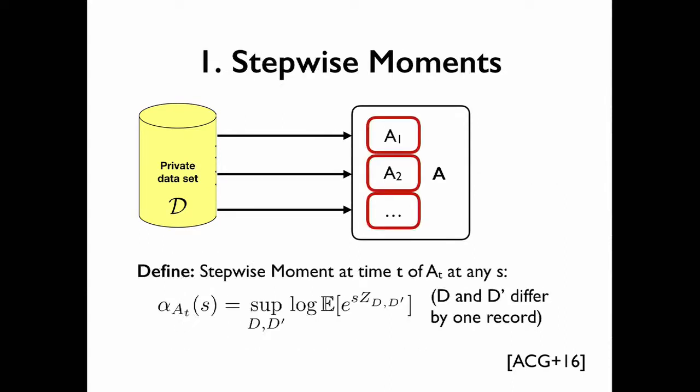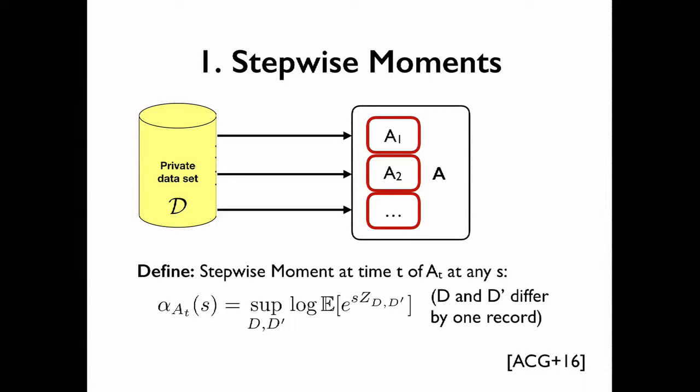So first, let's look at stepwise moments. We define the stepwise moment at time t. So at time t, you're using algorithm A sub t. The stepwise moment at time t of A sub t at any parameter s is the supremum over all d and d prime that differ in a single record, of the log of the moment generating function of z d d prime evaluated at s. Remember, expectation of e to the s z is the moment generating function. So it is the log of this moment generating function evaluated at s.